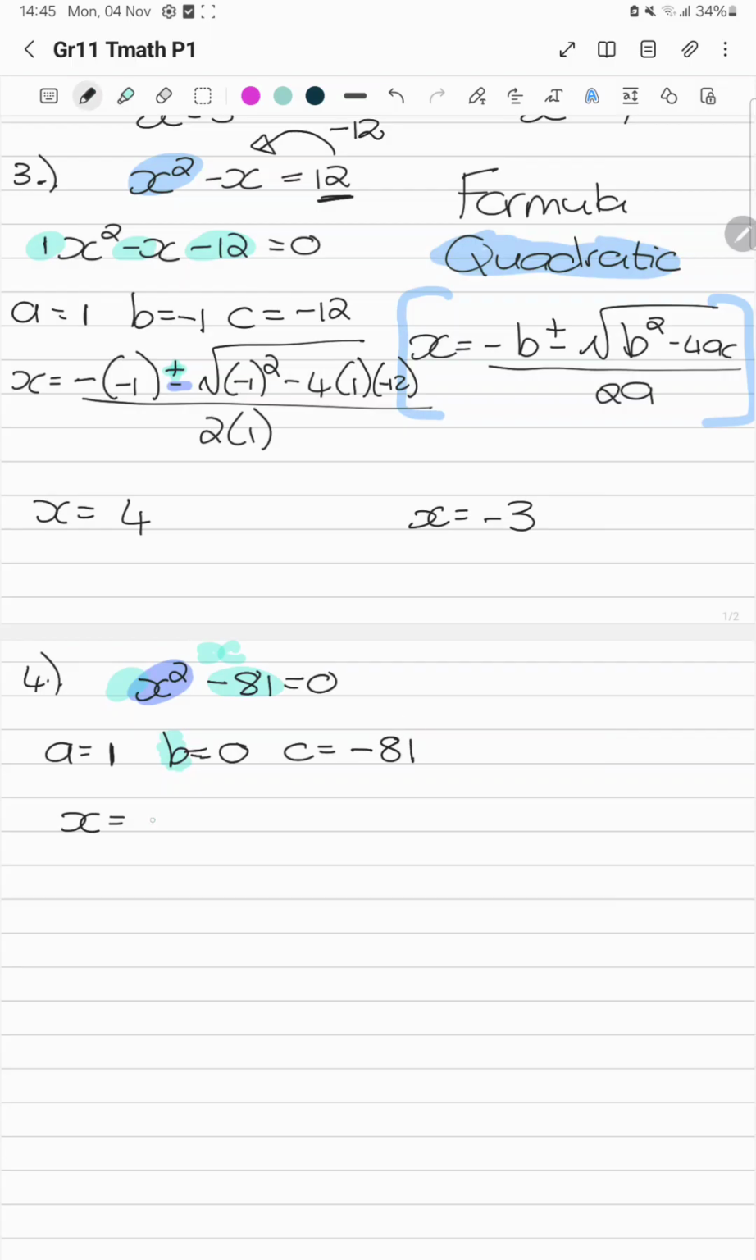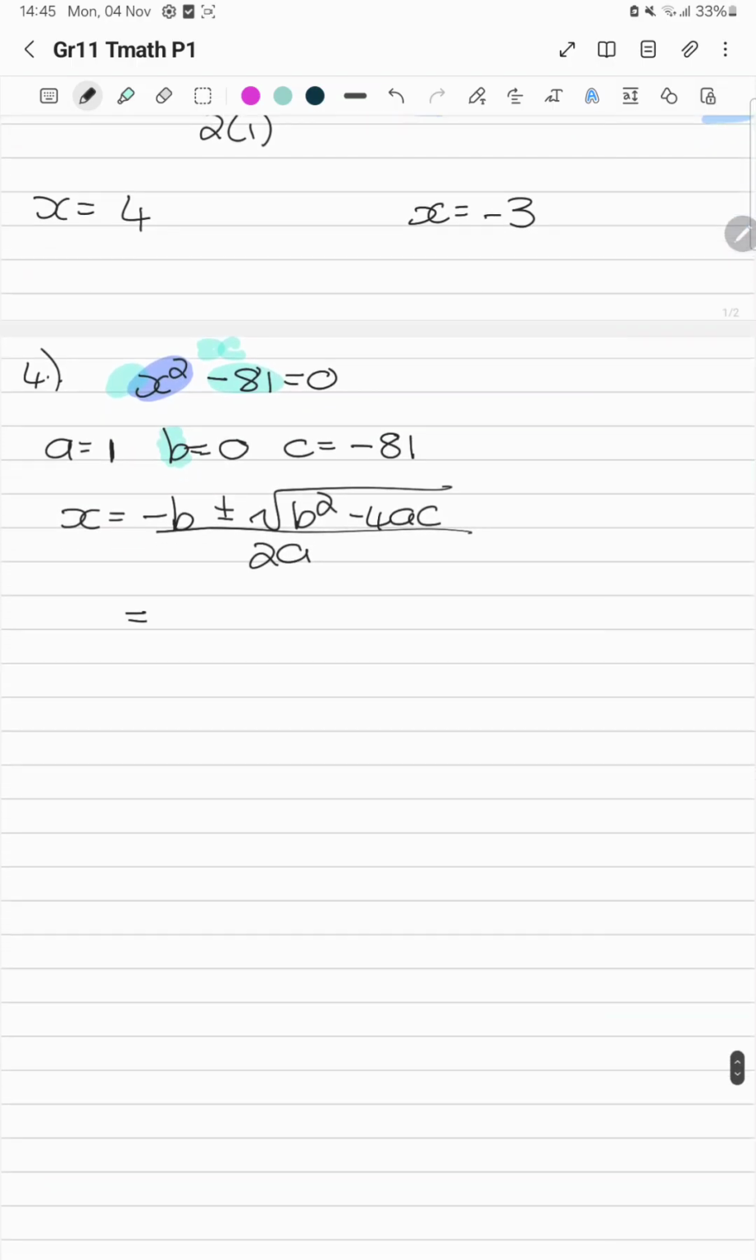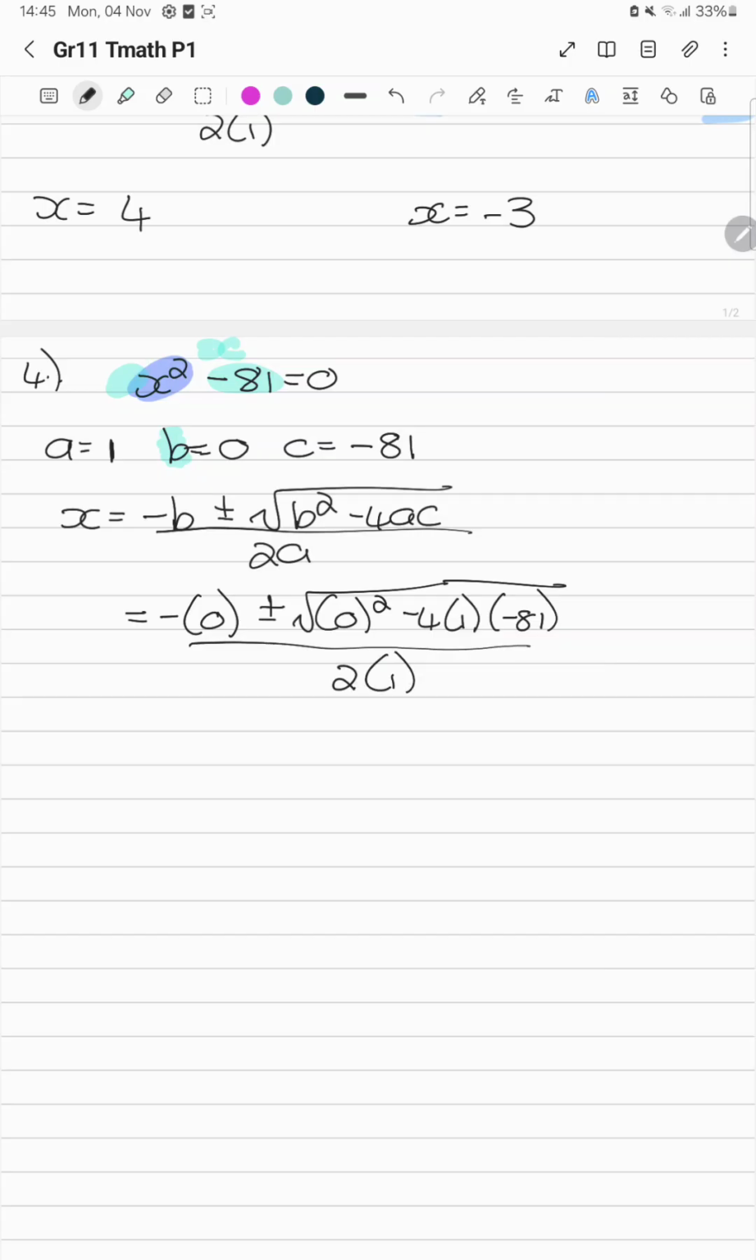Go back to my formula. Always write down your formula first. Please make sure that you look at your question paper at the back where your formula sheet is, and that you write down the correct formula. You don't want to lose marks just because you were too lazy to go and look for it. Then I substitute. Into b I'm putting a 0. Then it's going to be 0 squared minus 4ac over 2 bracket 1. If I put it in firstly with a plus, and then with my minus, you should get 9 or minus 9.